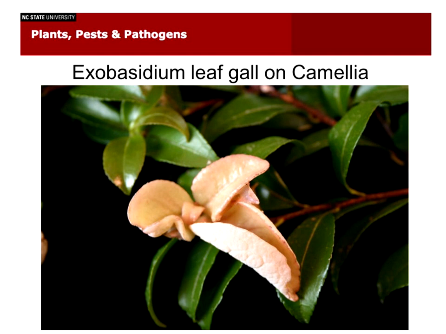Here's the other big one we see, a different species of Exobasidium that causes a leaf gall on camellia. These large, pale, fleshy galls. You can slightly see the resemblance to what would have been a leaf, and on the underside, the white, fuzzy, very slightly felty sporulation of the fungus itself.